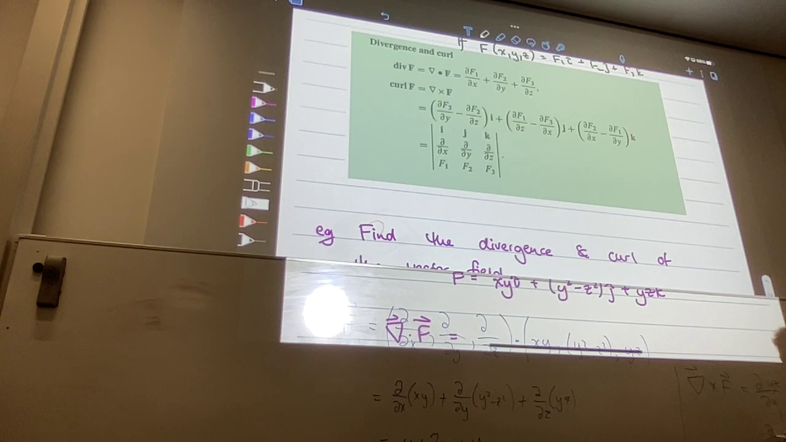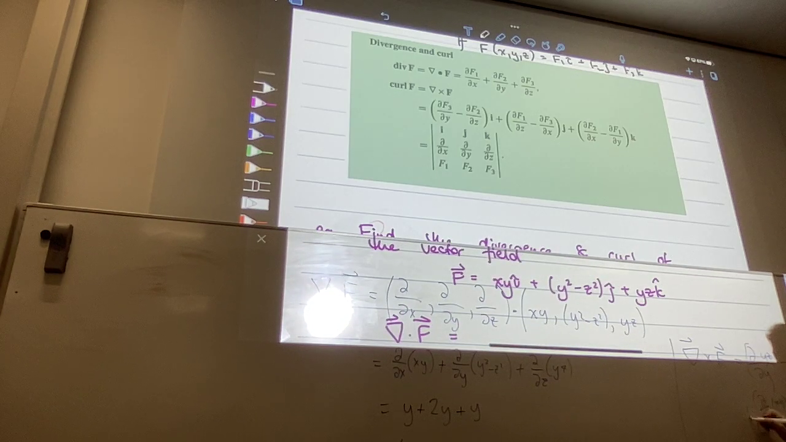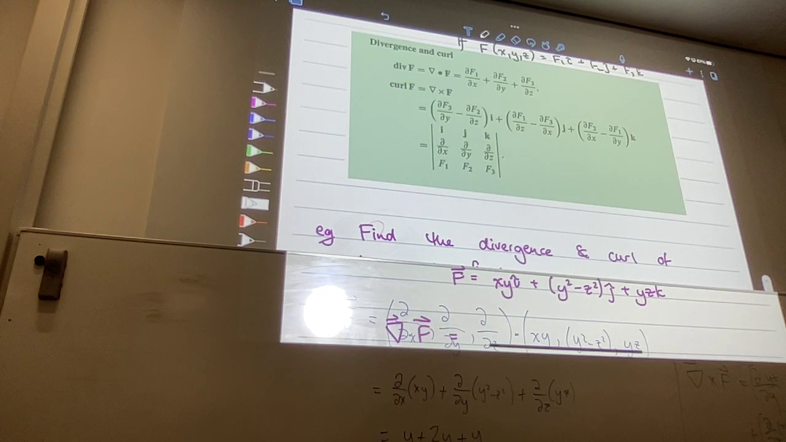Our next one is going to be d by dz of f1, so that's xy, minus d by dx of our z component. And then finally, d by dx. Okay, there's a non-zero chance that I wrote it correctly. Yep. The second part of the j component, yz, not ya. Okay. And then you just do your partials.